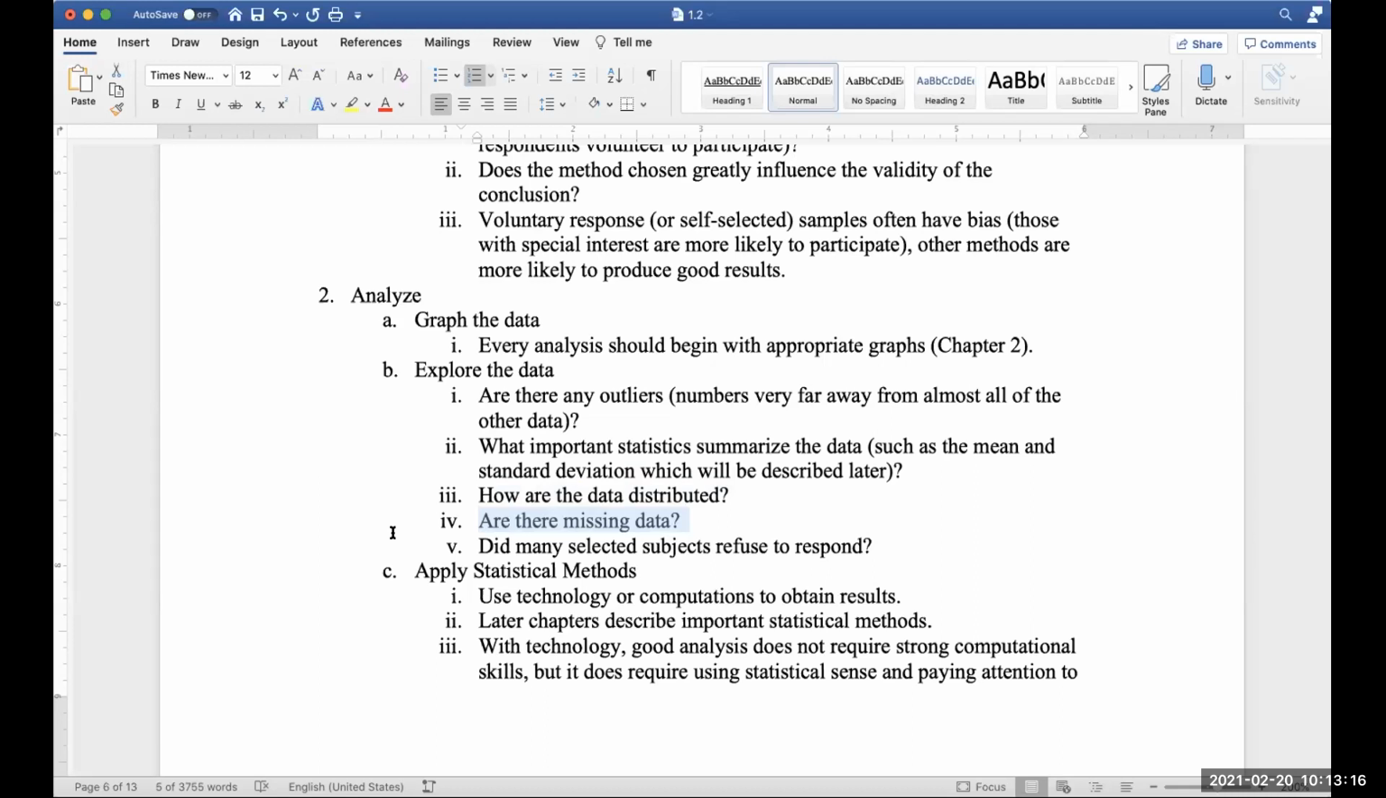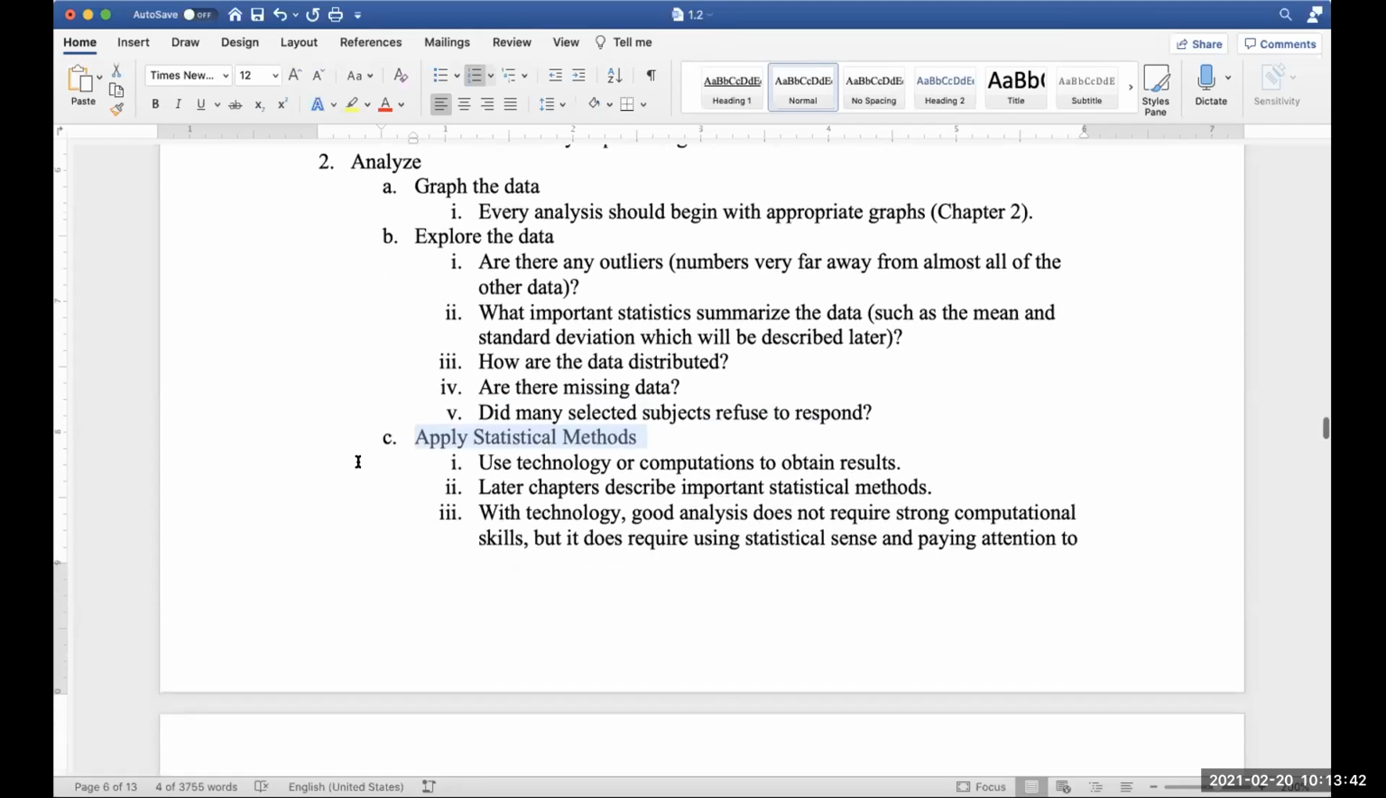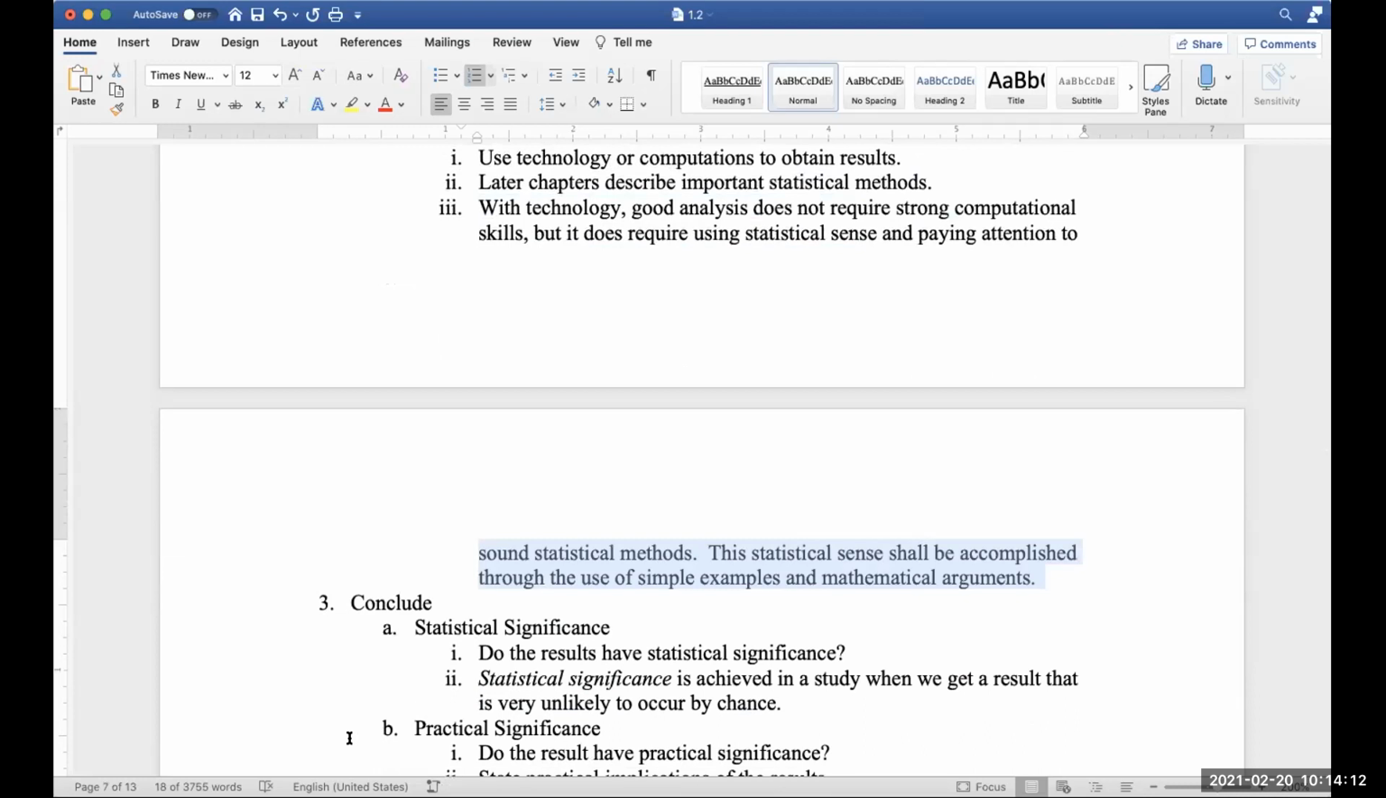Is there missing data? No matter what you try, there's always going to be some things that are missing. Did the subjects refuse to respond, or refuse to participate after a particular point in time? You should apply statistical methods, use technology or computations to obtain your results. Later we'll be talking about these statistical methods. A good analysis does not require strong computational skills, but does require a statistical sense and paying attention to sound statistical methods. This statistical sense will be accomplished through the use of simple examples and mathematical arguments.